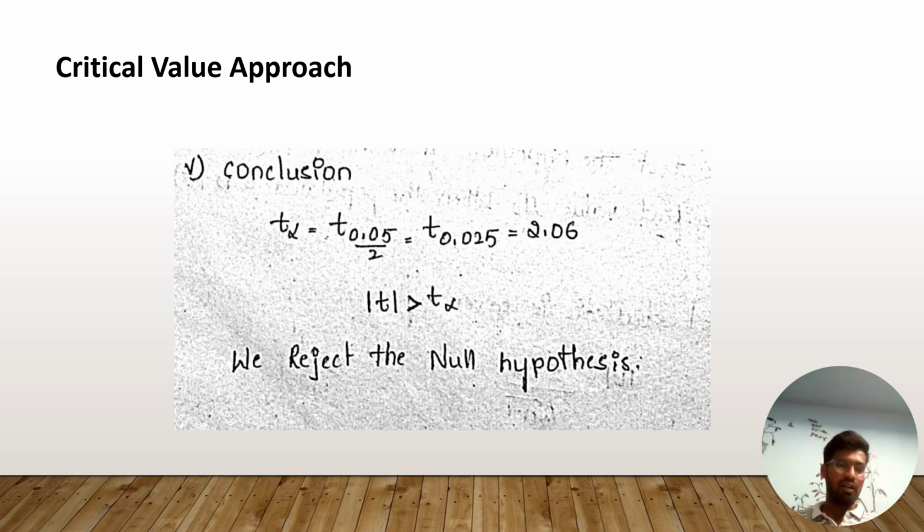Here our condition is that modulus T should be less than T alpha. T alpha refers to the level of significance. Only when modulus T is less than T alpha do we accept the null hypothesis. But in this case, modulus T is greater than T alpha, because the value is 2.5 while the critical value is 2.06. It is too high. Absolutely, modulus T is greater than T alpha, that's why we reject the null hypothesis.